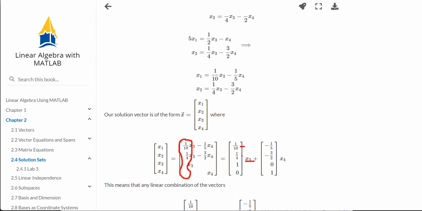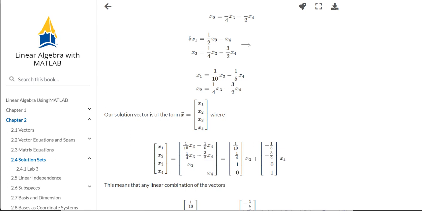So we have 1/10, 1/4, 1, and 0. And of course, we have the coefficients of the x sub 4 variable. Here's x sub 4, so we have the minus 1/5, the minus 3/2, the 0, and the 1. Okay, so now that puts the solution in vector form.